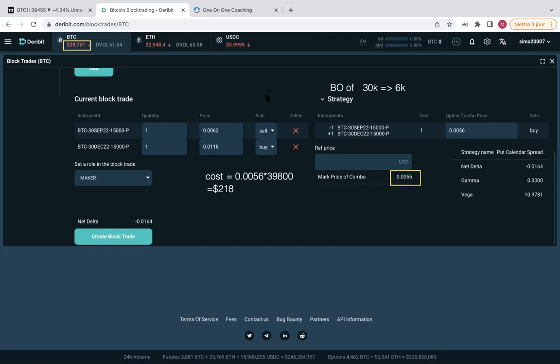And if the stock drops to 15,000 or near 15,000, as you saw with the simulator on the other platform, which was Netflix, the potential return will be, at the maximum, because it's capped, 20 times 218. So we can expect 218 times 20, so $4,300.